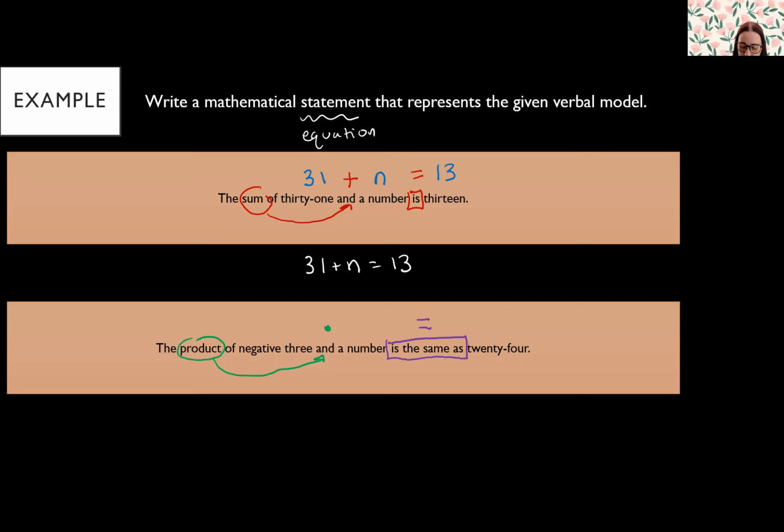And then I've got the product of -3, so I'm going to put a -3. And then we have a number, so I'll translate that as n. Then I have is the same as, so that got translated as an equal sign, and then 24. So now I've translated all of the words here, and so we have -3n equals 24. I don't need to put the multiplication symbol because it's a number times a variable. You can just put them next to each other. So we get -3n equals 24 when we translate this.